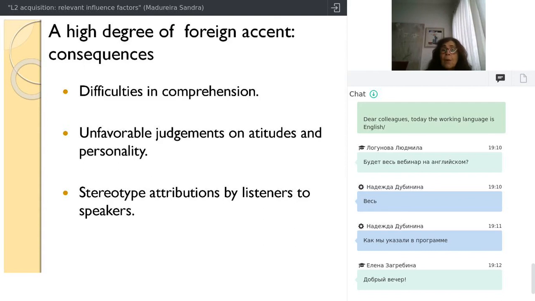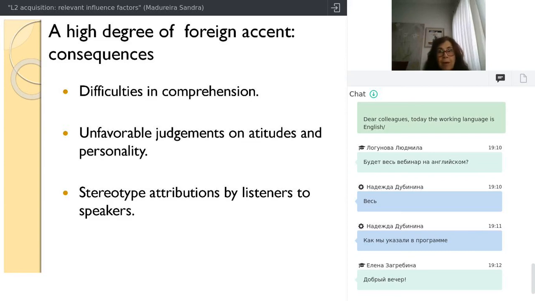So what happens when you have a high degree of foreign accent? What are the consequences? It doesn't mean that we do not have a foreign accent, but it's the degree of foreign accent that is concerned. So what are the consequences?